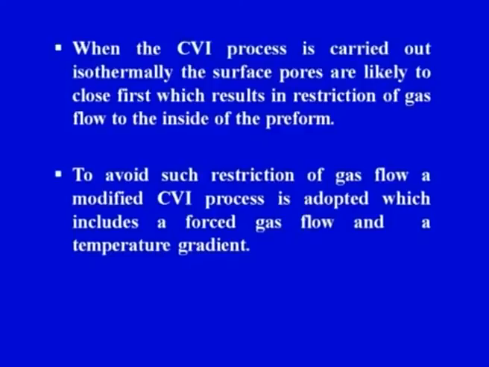But two important points you can see here. When the CVI process is carried out isothermally, the surface pores are likely to close first, which results in restriction of gas flow to the inside of the preform. So, we have seen that the preform has got a geometry. Now suppose it is a cuboid, and in a cuboid we can see the pores are filled at the surface, because it is porous in nature, which we have seen.